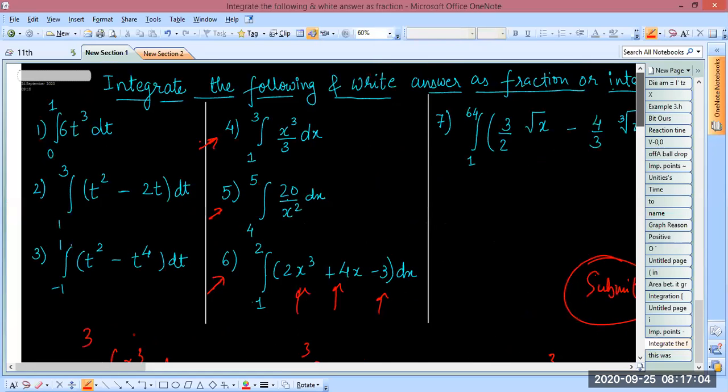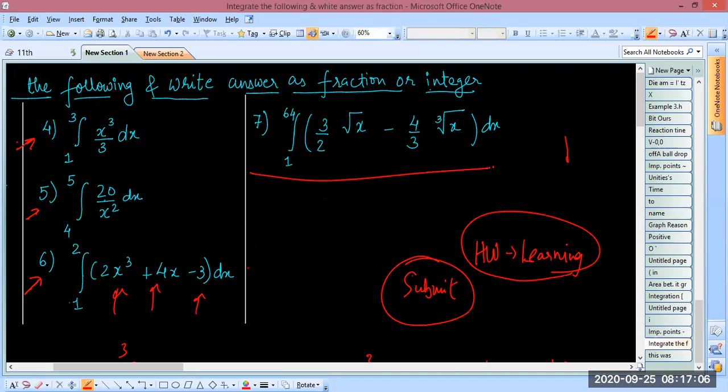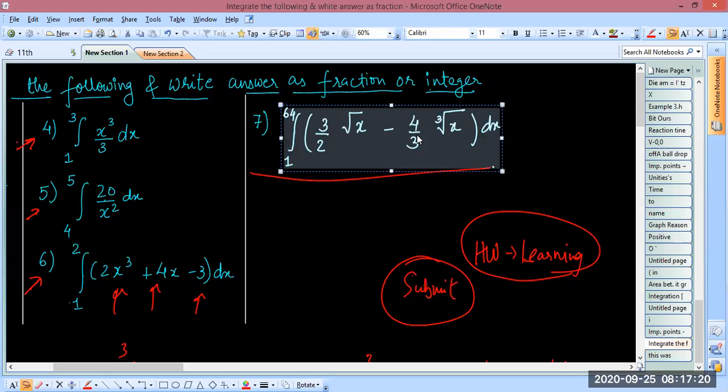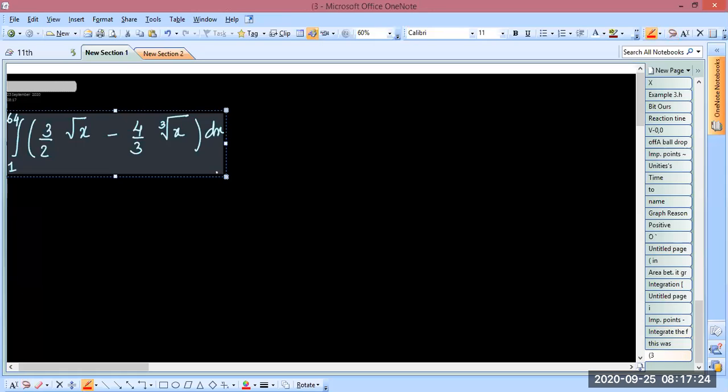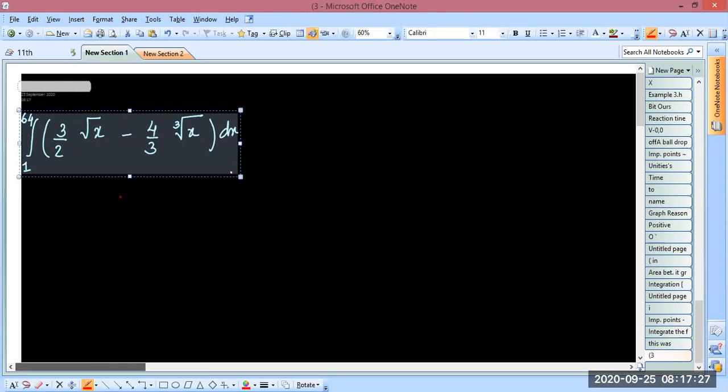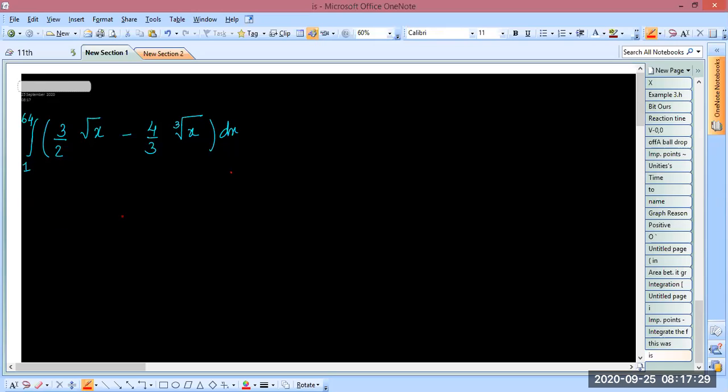Now let's go to the 7th. So let's do that now. This is a big question. I won't be able to remember it. I'll just copy it from here to there. Okay. So here is the 7th. This is equal to 3 by 2 root x dx. Here I am writing steps so that nobody gets confused.